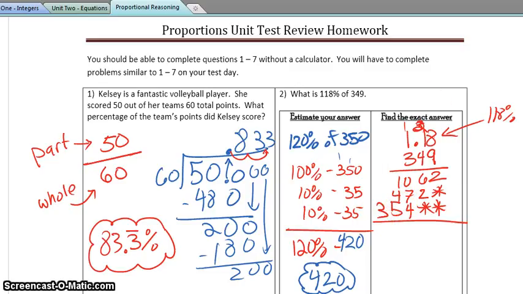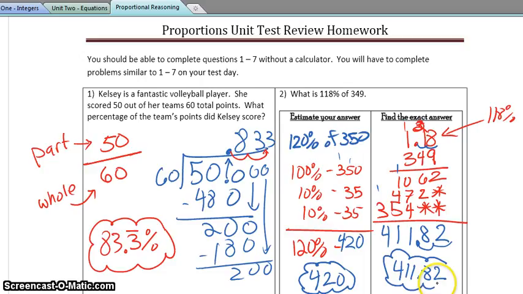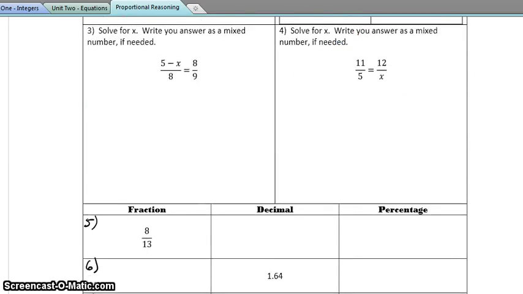You could have multiplied this a different way with the numbers flip-flopped, but you should still get the same answer. This is moving over twice. This needs to move over twice. 411.82. You should still be getting the same answer. Keep going.